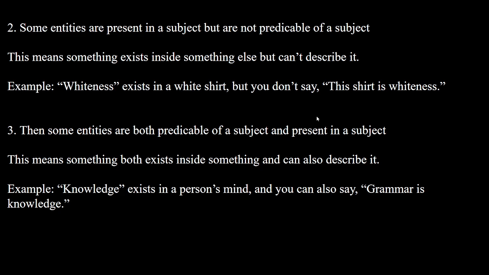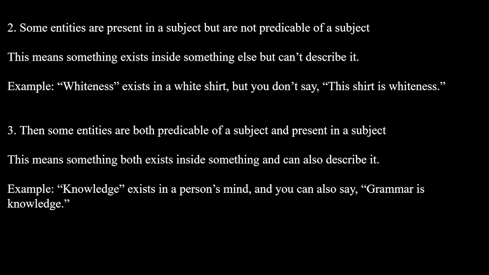Secondly, some entities are present in a subject but are not predicable of a subject. This just means that something exists inside something else but doesn't describe it. For example, whiteness exists in a white shirt, because the color needs something extended for it to even exist. But you wouldn't say that the shirt is whiteness. Whiteness exists in a white shirt, but the shirt is not whiteness.